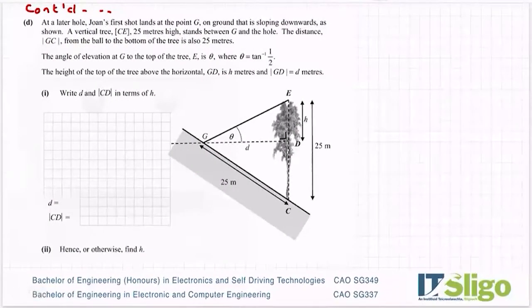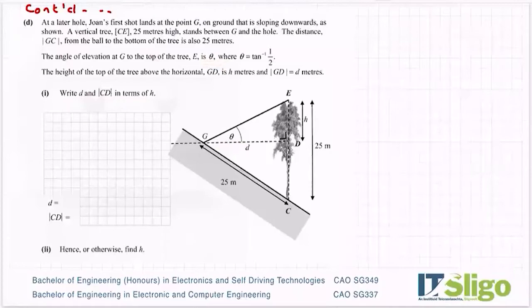At a later hole, Joan's first shot lands at the point G on the ground that is sloping downwards as shown. A vertical tree CE, 25 meters high, stands between G and the hole. The distance GC is 25. The angle of elevation at G to the top of the tree is theta, where theta is the tan inverse of a half. The height of the top of the tree above the horizontal GD is h meters, and GD is equal to d meters. Write D and CD in terms of h.